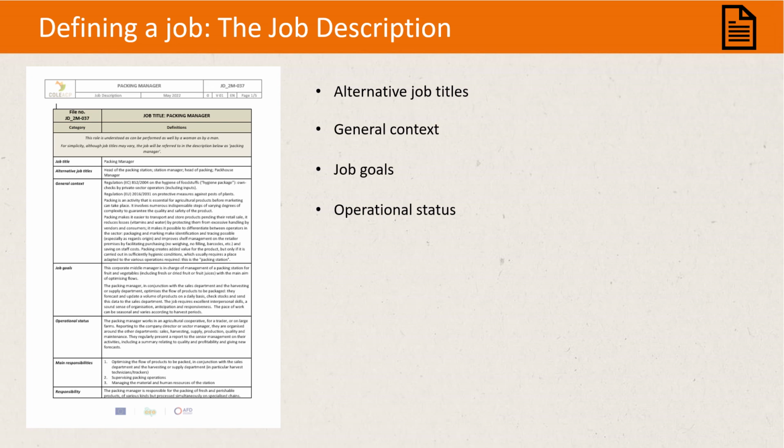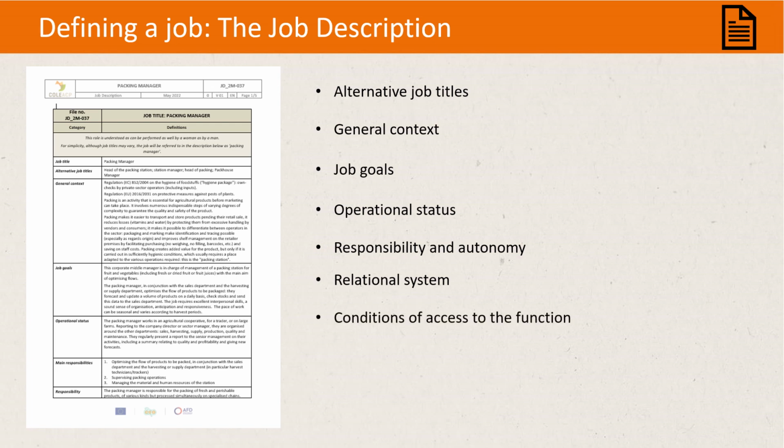whole organization. Responsibility and autonomy are defined, meaning what the person is responsible for at hierarchical, managerial, or executive level in terms of monitoring. We also indicate the relationships internally but also externally with partners, suppliers, and customers. We are interested in the conditions of access to the job, meaning what qualifications are required to practice this job, the diploma, the professional experience, the continuous training that must be followed.